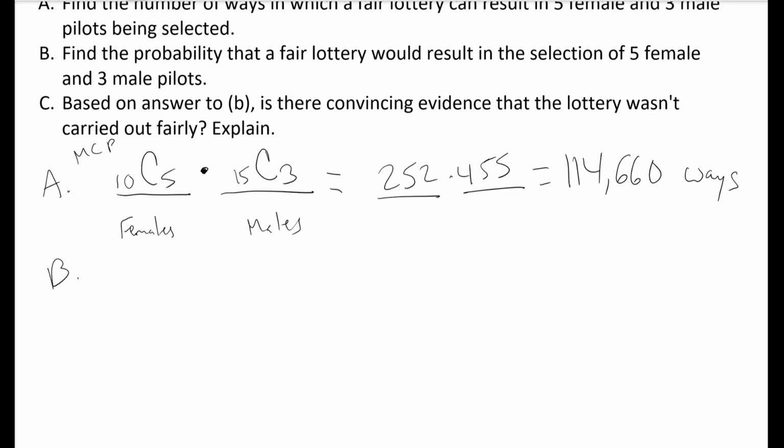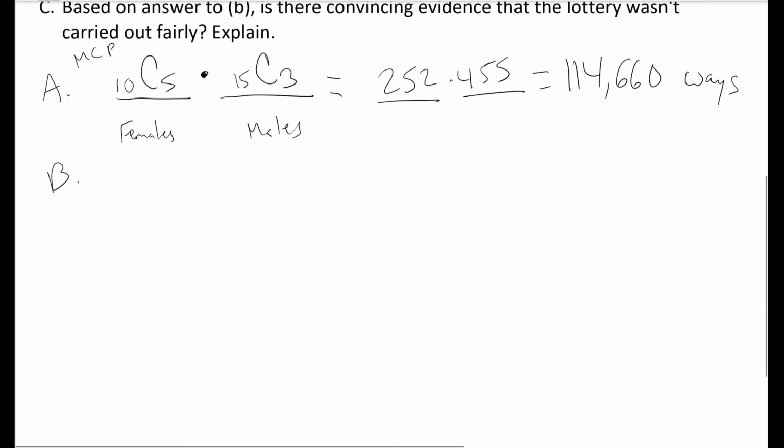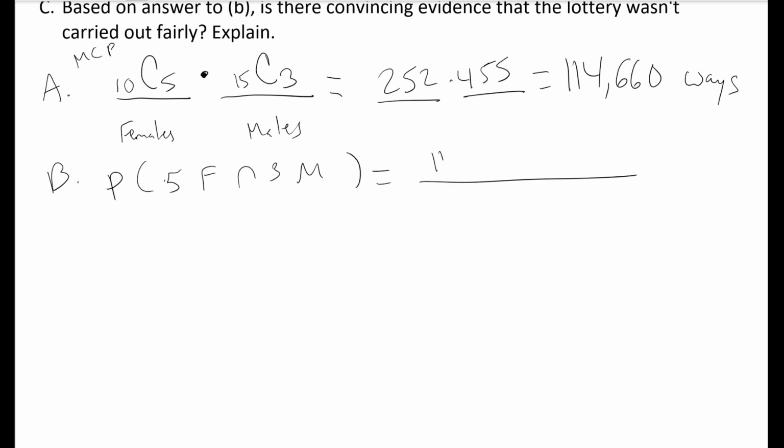All right, so find the probability that a fair lottery will result in the selection of these particular 5 females and 3 male pilots. So what are the chances of that happening, essentially? If we want to figure out the probability of 5 females and 3 males, then in the numerator we need the number of ways to get the 5 females and 3 males, divided by the total number of ways to select 8 pilots in general.